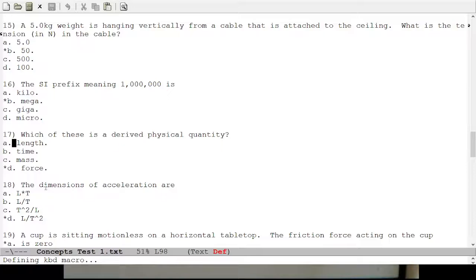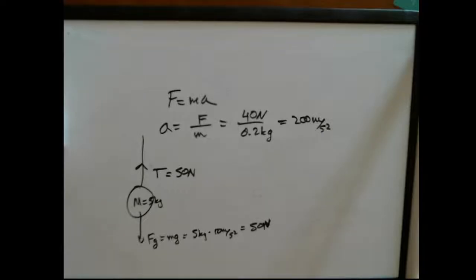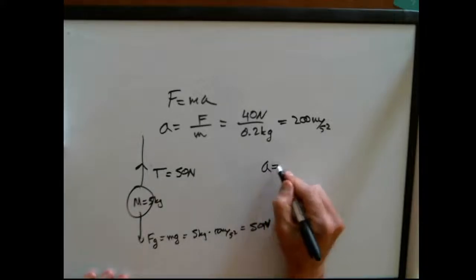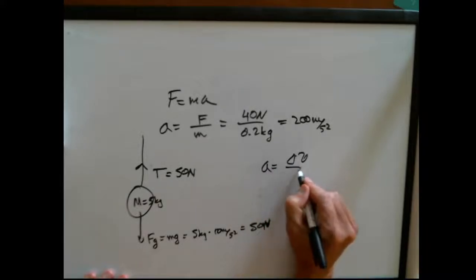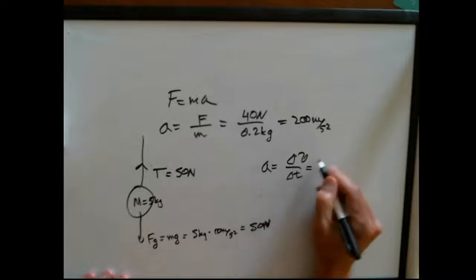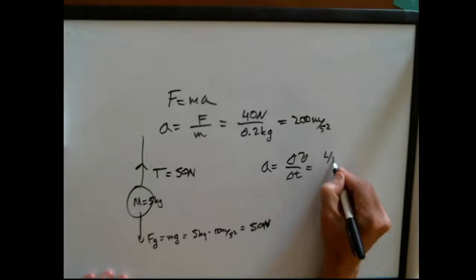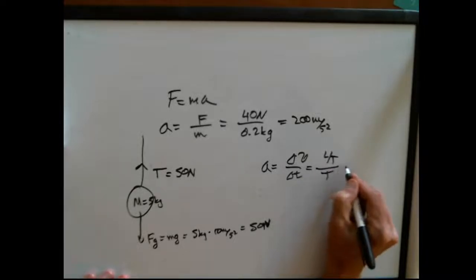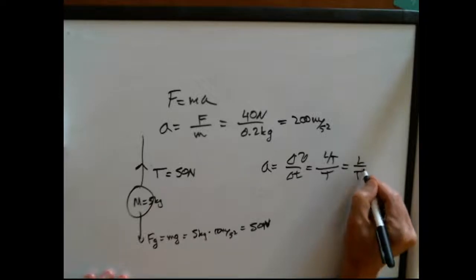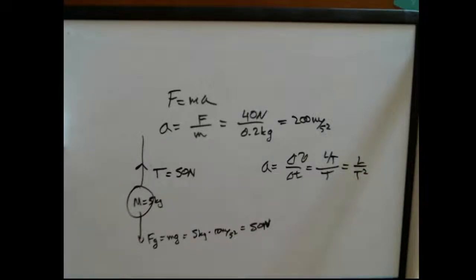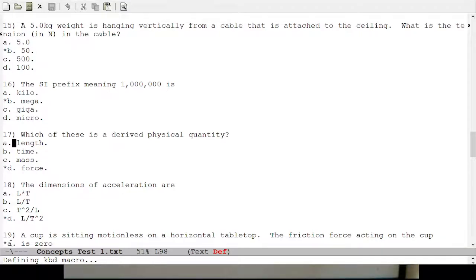Number 18, the dimensions of acceleration are. So, back to here. Acceleration is by definition the change in velocity over the change in time. Velocity is a length over time, divided by time, which is length over time squared. And so on your test, that would be choice D.